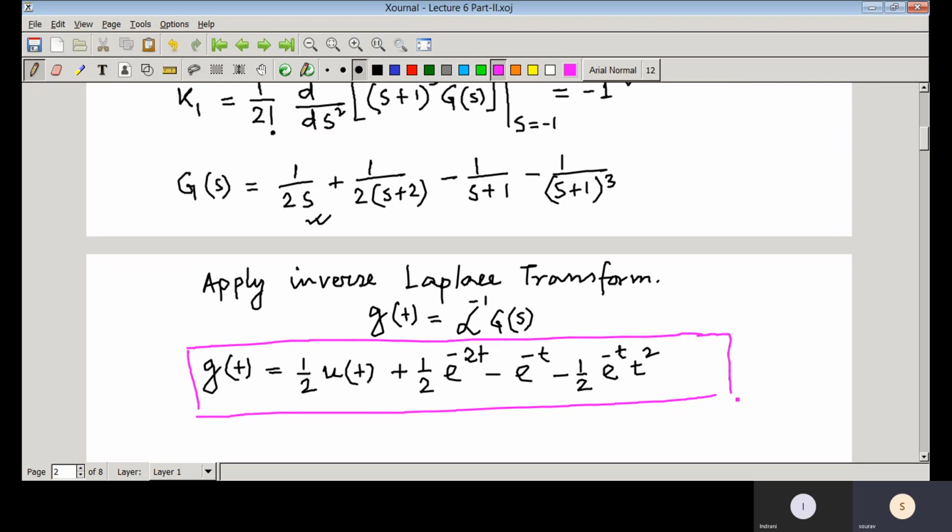And here you can just write one thing: as you have taken this u(t) here, this whole thing works when t is greater than or equal to 0, because the unit step function is defined like this. Whenever t is greater than 0, you have some value, and when t is less than 0 it would be 0. So that thing is clear.